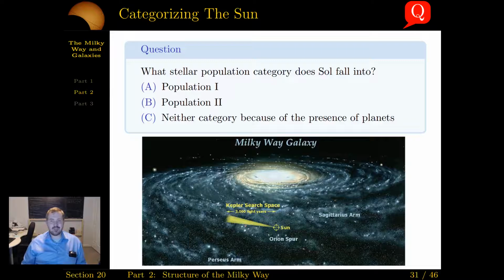Welcome back. We'll identify that Sol is a population 1 type star. It's in the galactic plane. It's where we're going to find a concentration of stars. And like I've said before, Sol is a main sequence average star inside the spiral arms, inside the thin disk of the Milky Way.